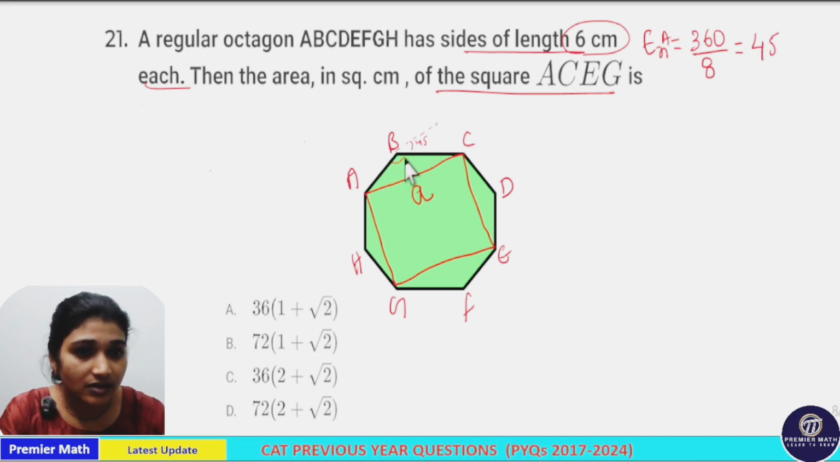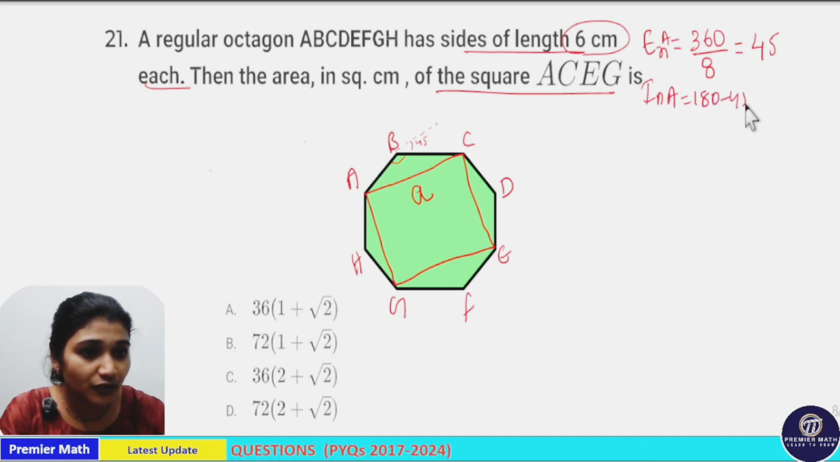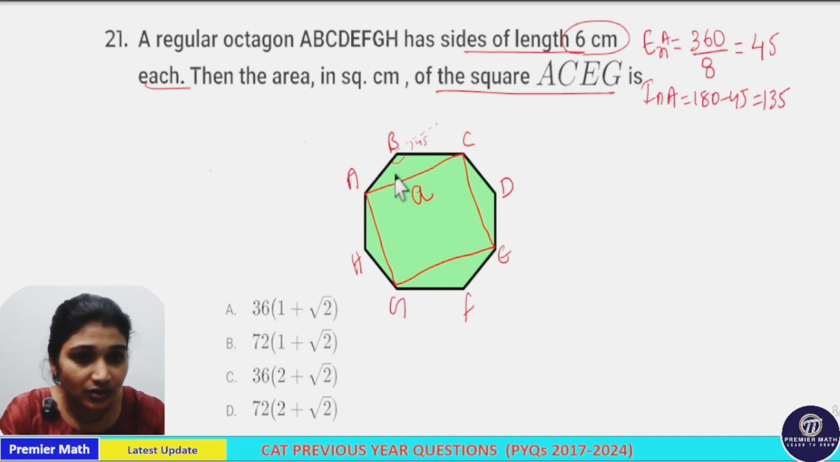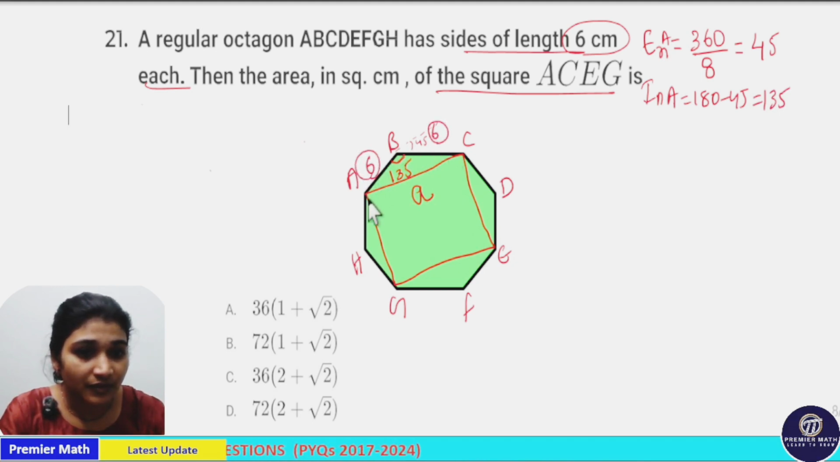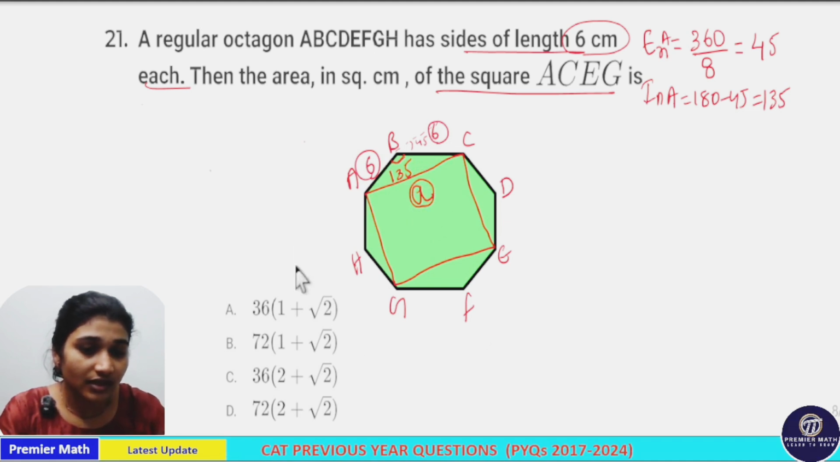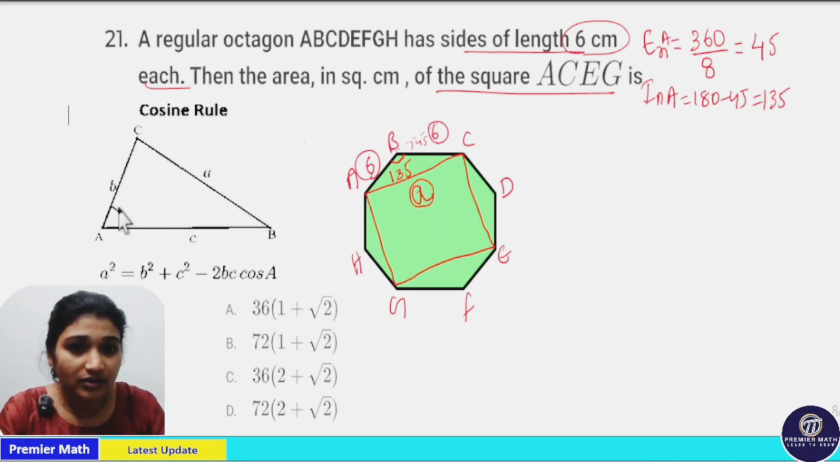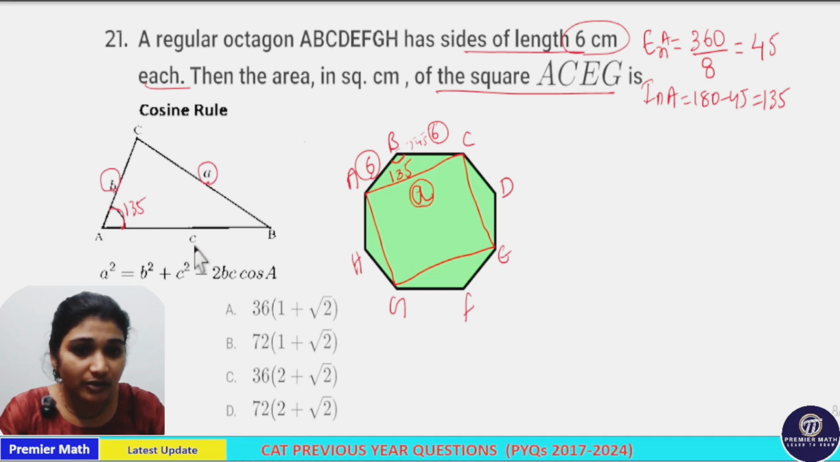Then this internal angle is equal to 180 minus 45, which is 135. So each of these internal angles is 135 degrees. Now we already know AB is equal to 6 centimeters and BC is equal to 6 centimeters. And here we have to find out what A is by cosine rule. If this angle is 135 degrees, the side opposite to 135 is A. Now A square is equal to B square plus C square minus 2BC cos 135.